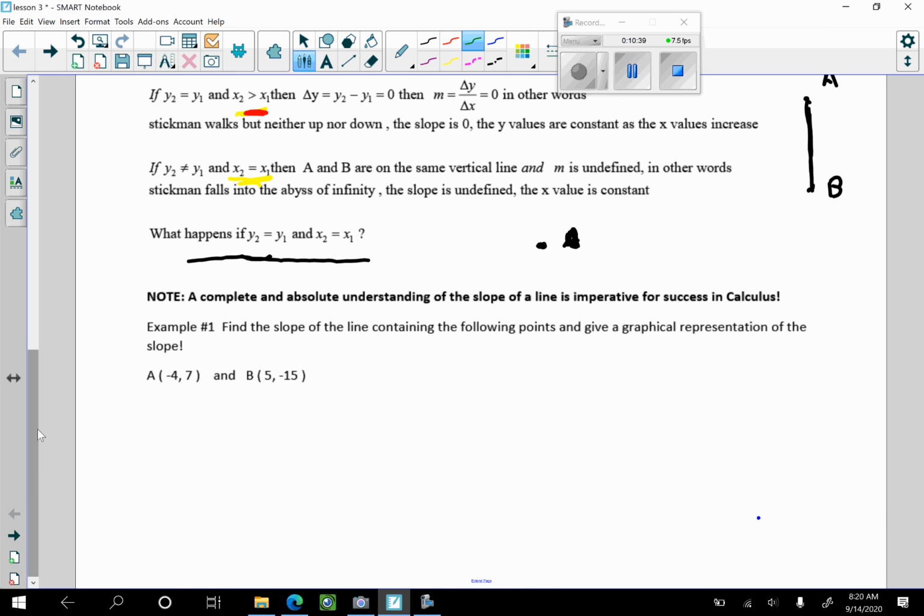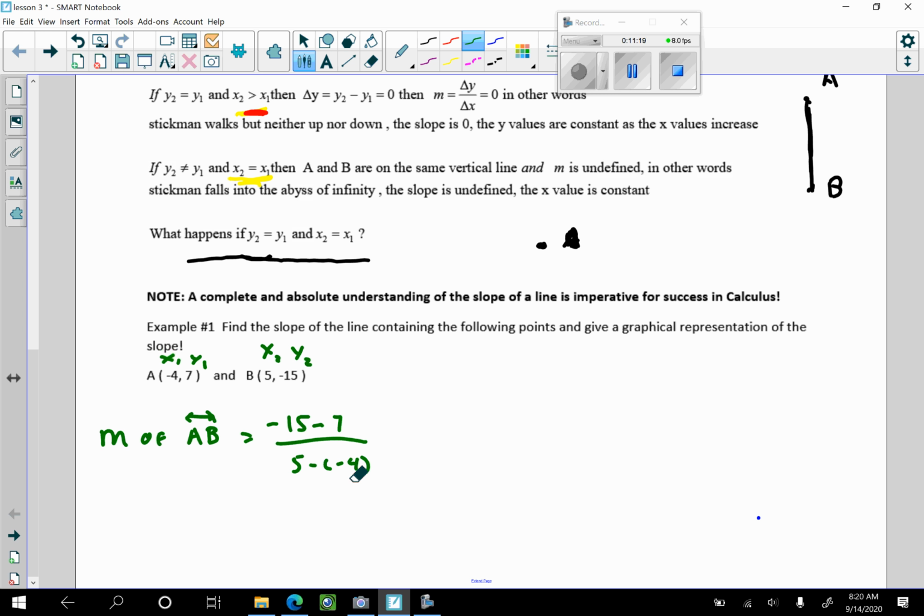Okay, find the slope of the line containing the points and give a graphical representation of the slope. We're going to use Stickman to give a graphical representation of the slope. So first of all, the slope of, and we're going back to geometry, and we're going to denote that as the line AB, is going to be, and we can let this be x sub 2, y sub 2. This is going to be x sub 1, y sub 1. Very simply, it's going to be negative 15 minus 7 over 5 minus negative 4.